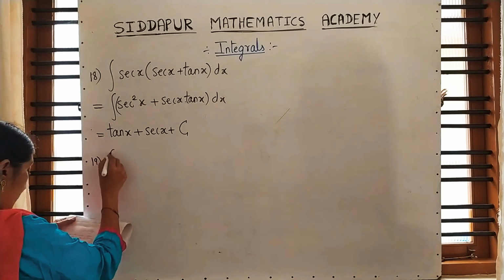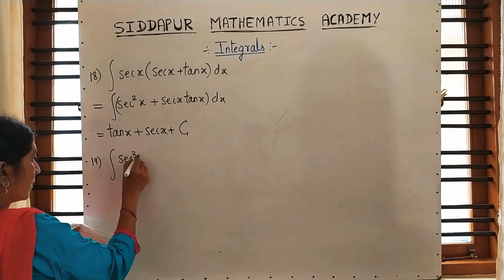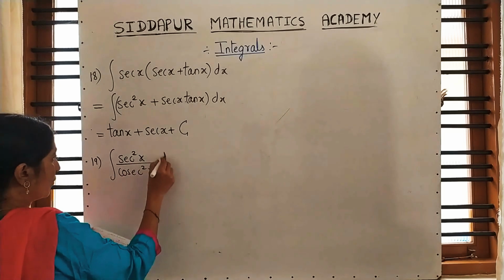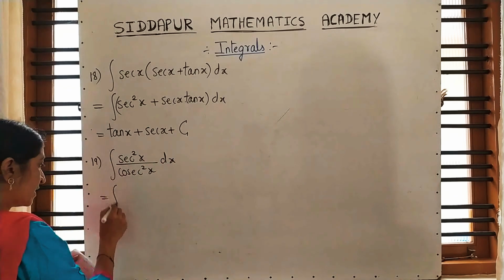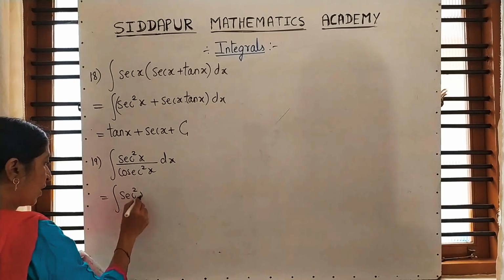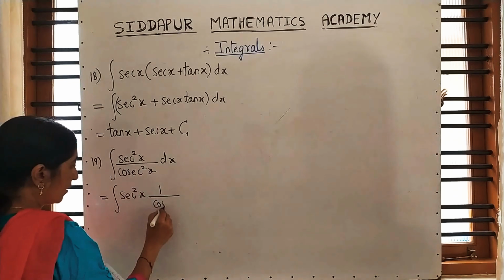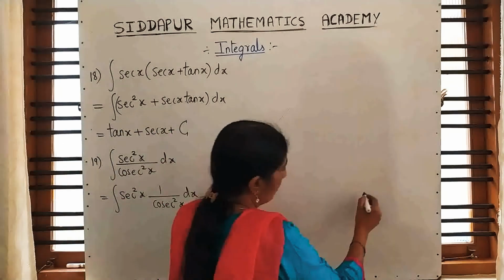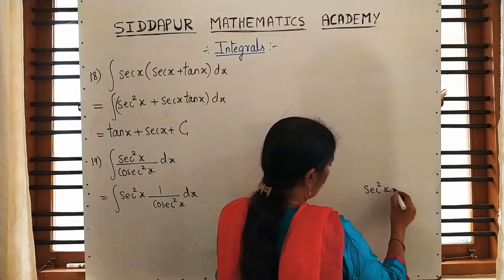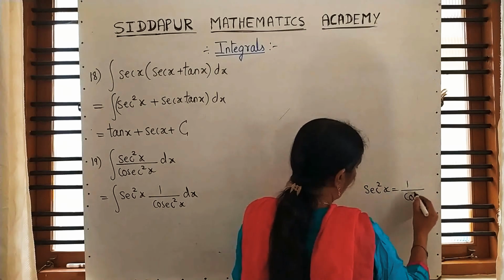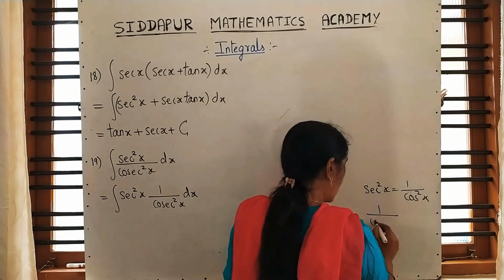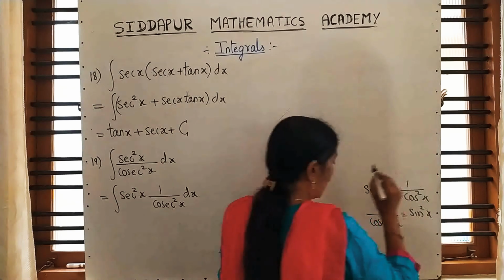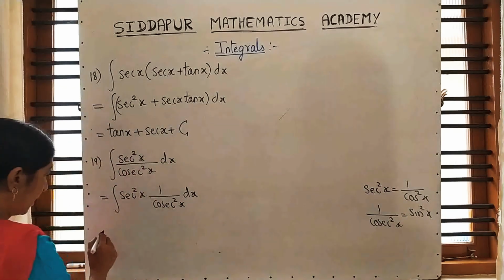Question number 19. Secant square x upon cosecant square x. See, it is very interesting if you are familiar with the formula. Can we write like this? Yes. What is the secant square x? Secant square x will be 1 by cos square x, and 1 by cosecant square x will be sin square x. Correct or what?